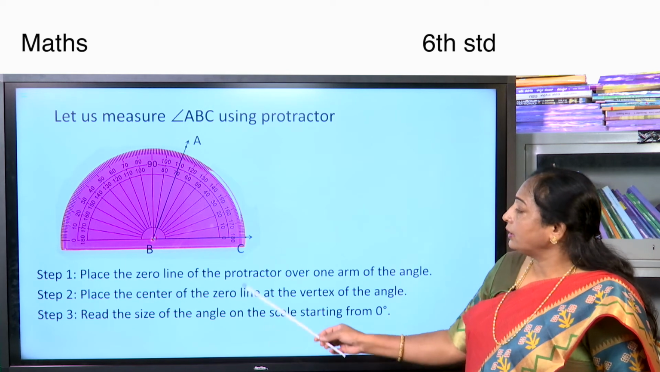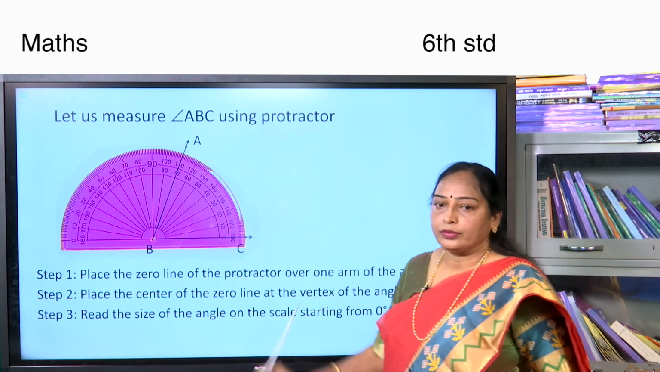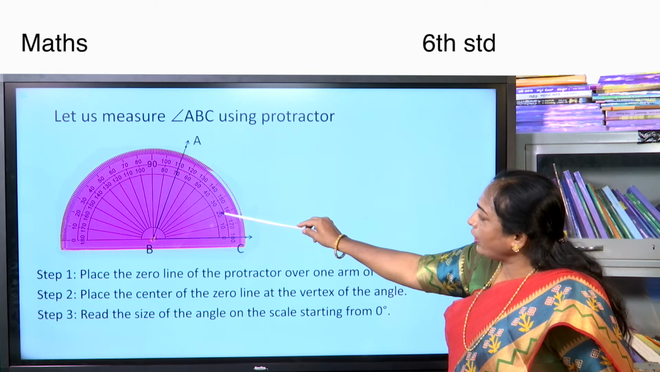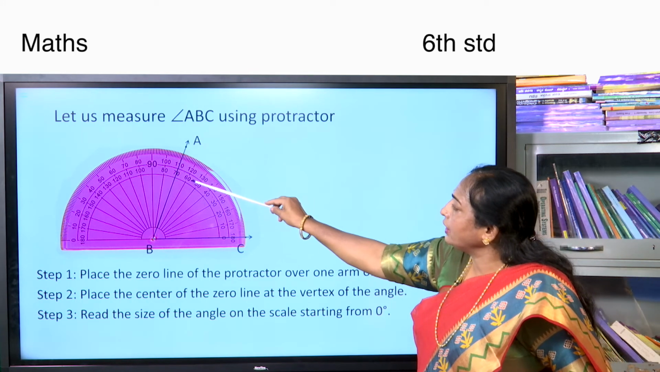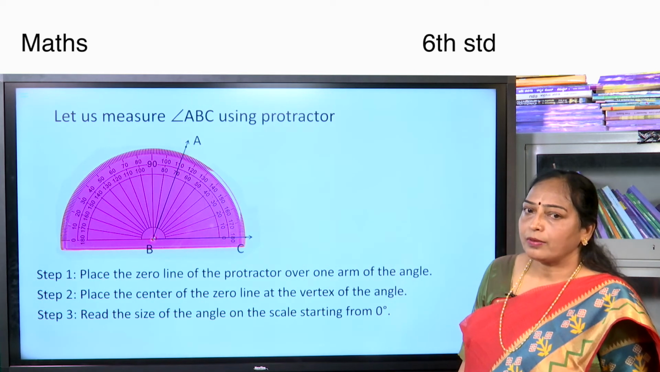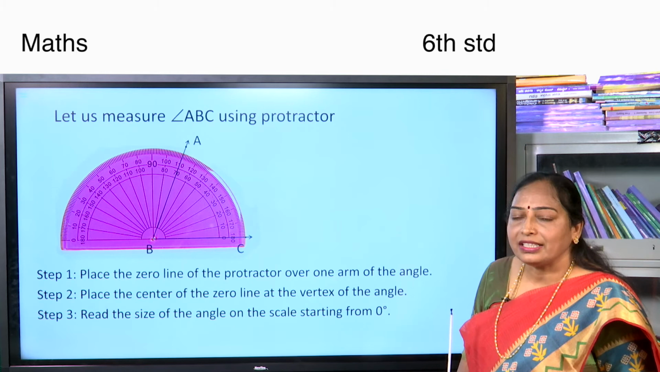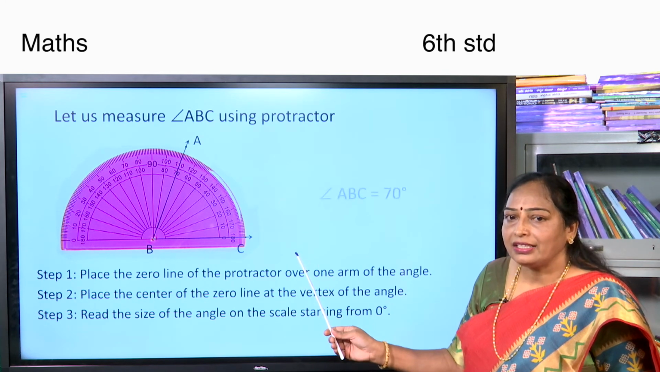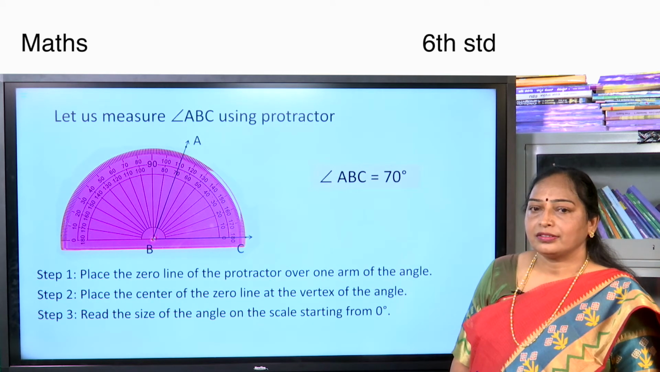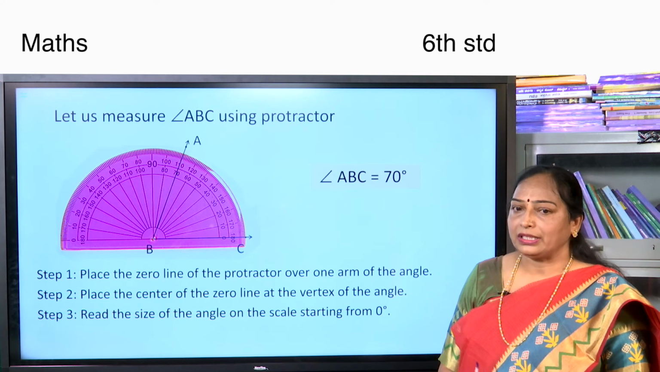Read the size of the angle from 0. Starting from 0, we will count now 10 degree, 20, 30, 40, 50, 60, 70. AB is at 70 degree. Therefore, the measurement of this angle is 70 degree. Which is the angle? The angle ABC measures 70 degree. Did you understand, children? You understood how to measure the angles.